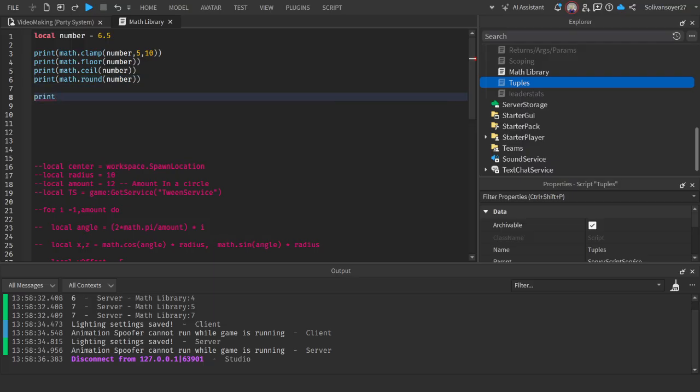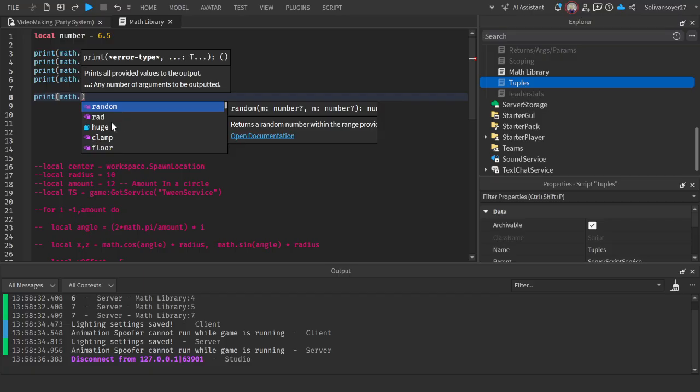We also have a bunch more in this library, like math.huge. This one is going to give us, look at that value, 2 to the 1,000. This is going to give us some huge number. This is a whole different use case. I don't imagine many of you are going to use that, but yeah.